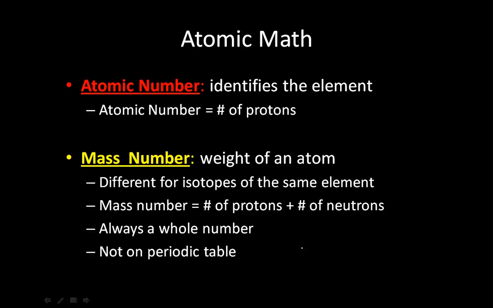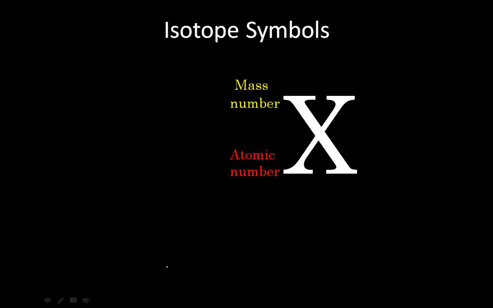The second thing you need to know about is the mass number, which is the weight or the mass of an individual atom. Each isotope has a different mass number, and that mass number is affected by the number of protons and the number of neutrons in the element, because remember, protons and neutrons are the heavy ones. This number will always be a whole number because it's always protons plus neutrons, and it is not listed on the periodic table. That number on the periodic table is an average of all the isotopes that exist, and we're going to be able to calculate that number from the periodic table based on how much of each isotope is present. We'll get to that in a minute.